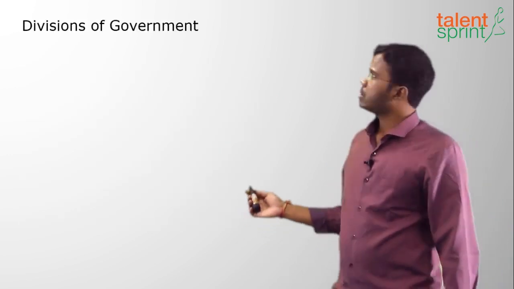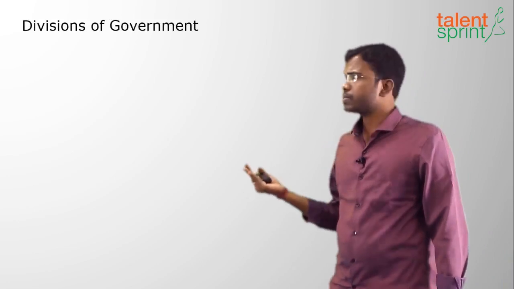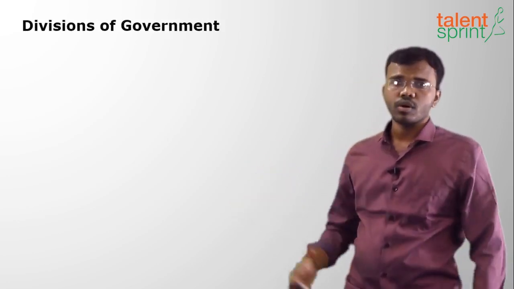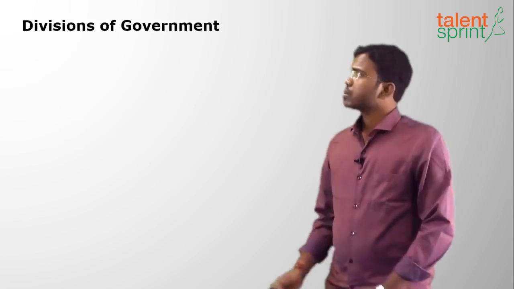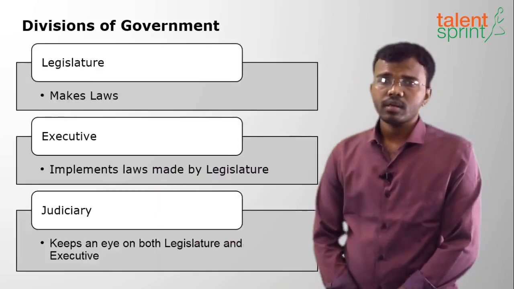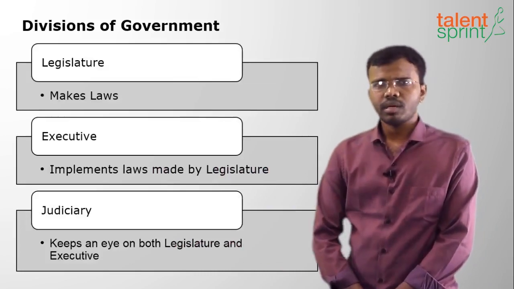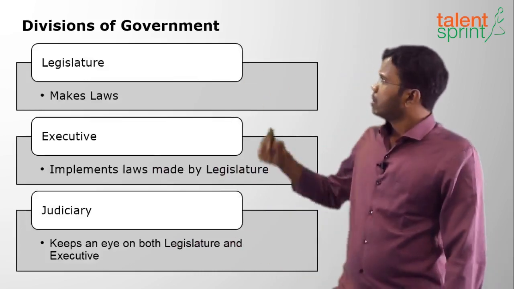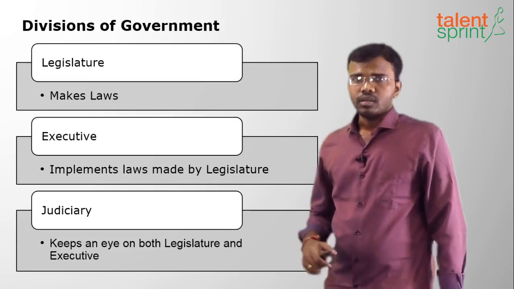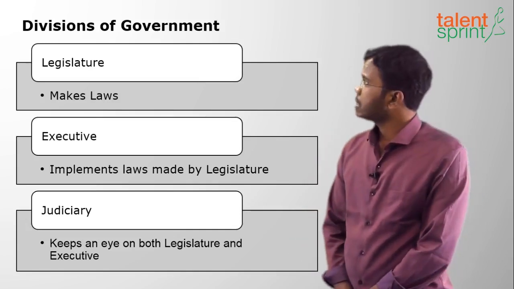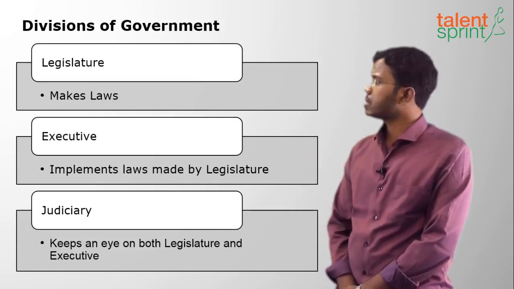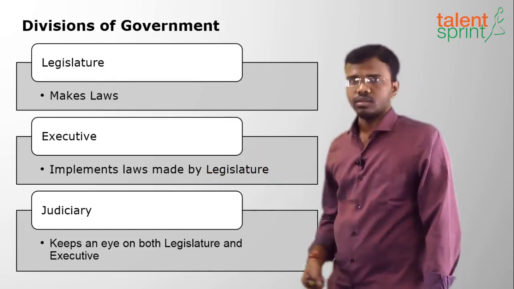Okay, moving on to the divisions of government. We have seen the types of government and forms of government. Now we will see the divisions of government. Generally any government in the world, it may be monarchy, constitutional monarchy, or democracy, is divided into 3 divisions. What are they? The first one, legislature. Next is executive and third is judiciary.